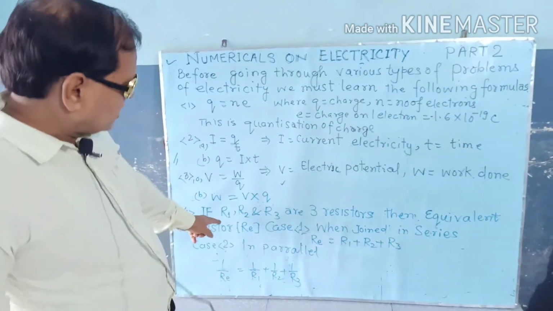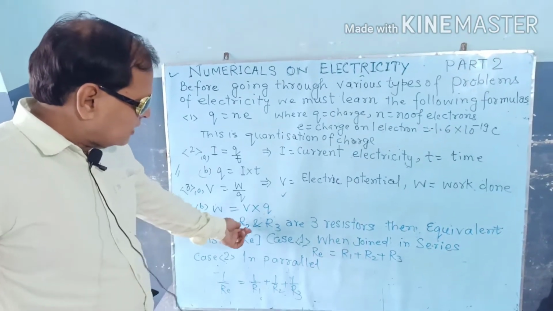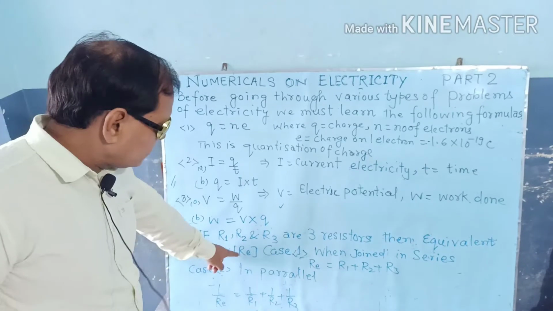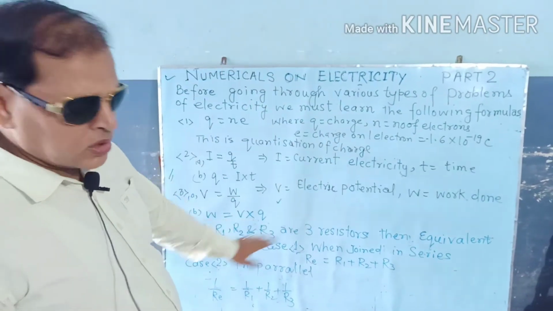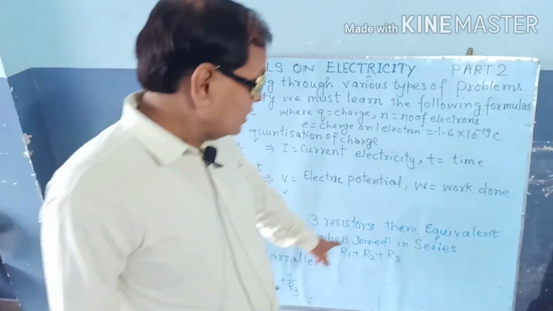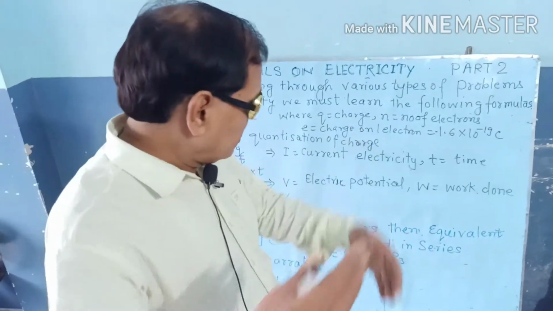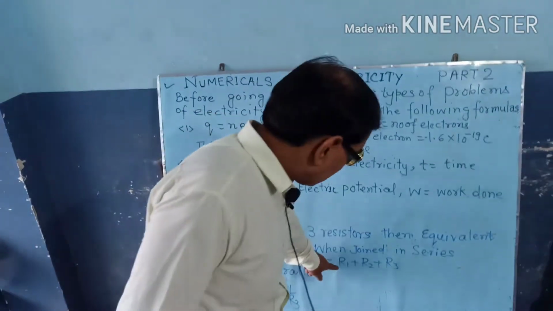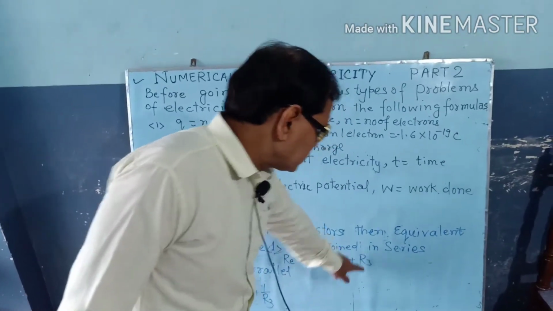तो सेम इज द मैनर, whatever the work of R1, R2, R3 भी, a single register RE will work in place of all the three. So therefore it is known as equivalent register RE. Case 1, when these registers are joined in series, you will get equivalent register by adding R1 plus R2 plus R3.